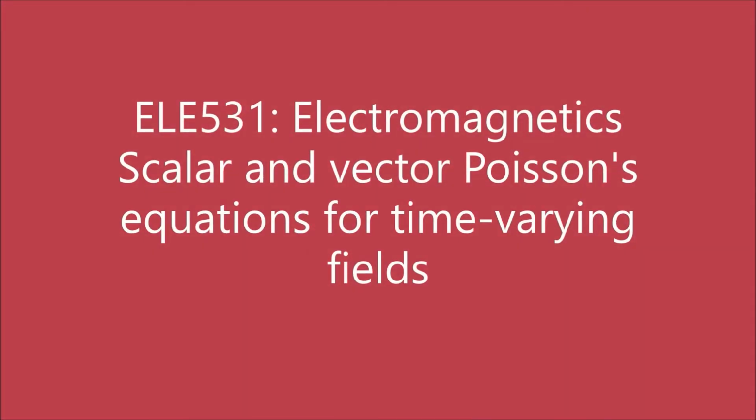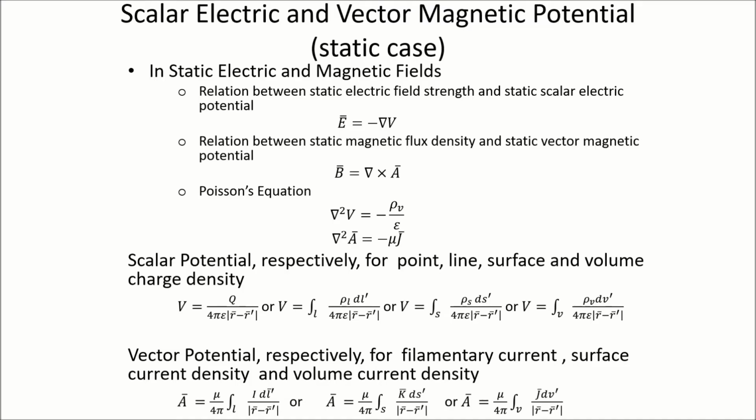Welcome everybody. In this video we will discuss scalar electric potential and vector magnetic potential for time varying fields. For static electric fields we learned the relationship between electric field and electric potential. Electric field is the negative gradient of potential.